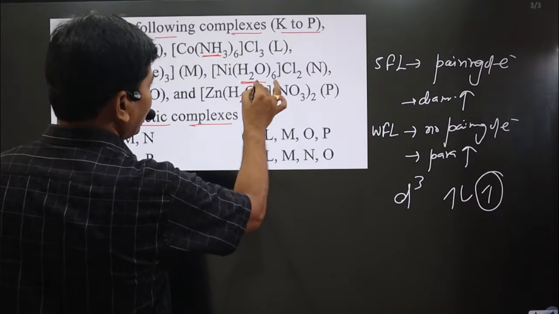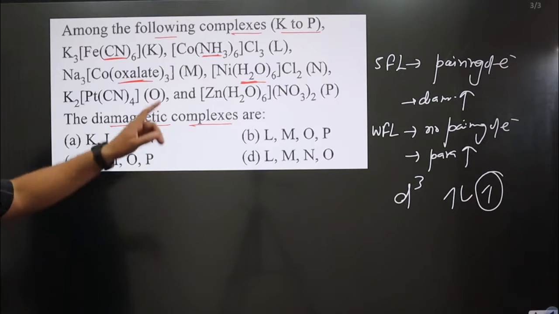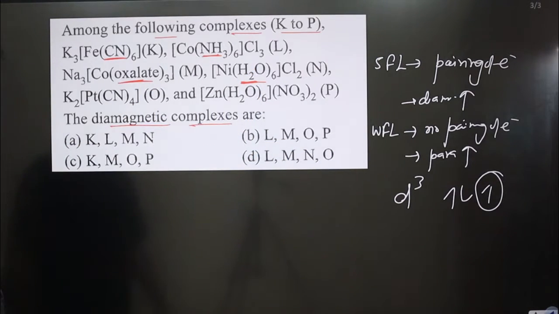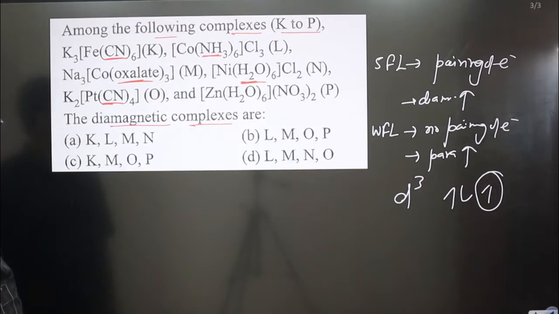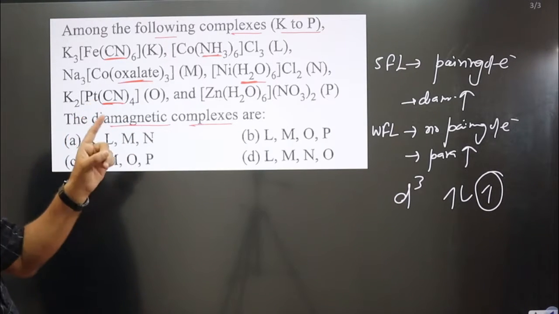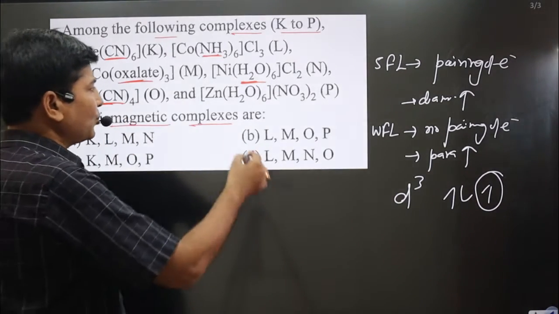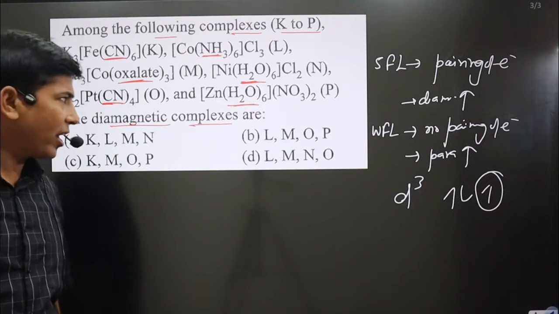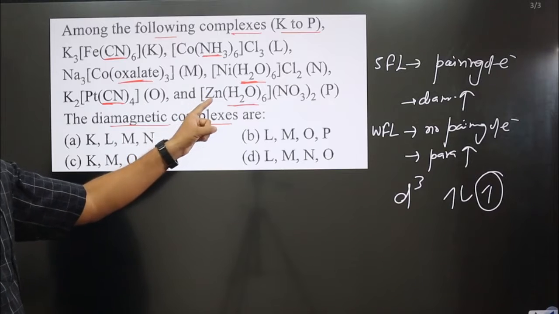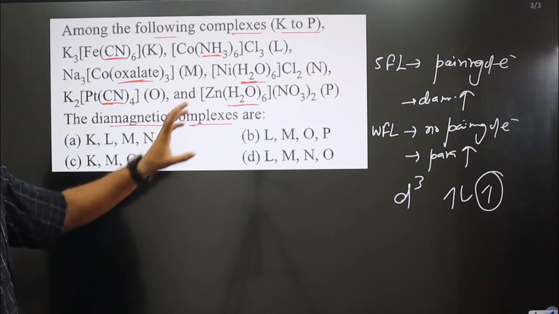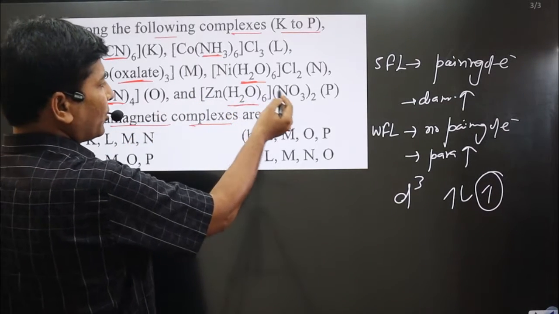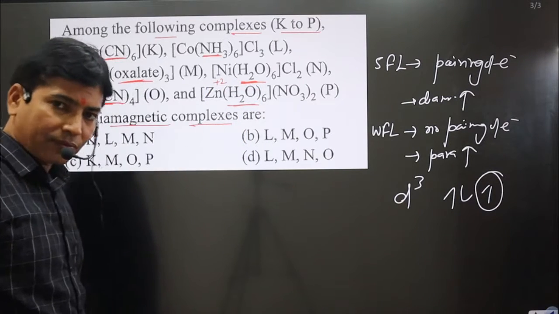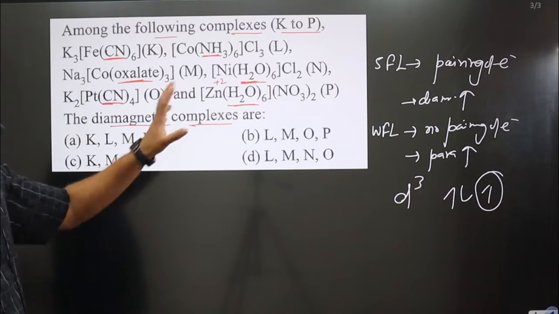Here a water molecule is there. It is a weak field ligand, and a weak field ligand increases paramagnetic character. Then we can skip this complex. Next, we have cyanide ion. It is also a strong field ligand, and it will increase the diamagnetic character. And next we have the zinc complex. What happens exactly in the case of zinc? If you calculate the oxidation number, this is a neutral molecule, and NO3 minus is there, so zinc has a plus 2 oxidation number.